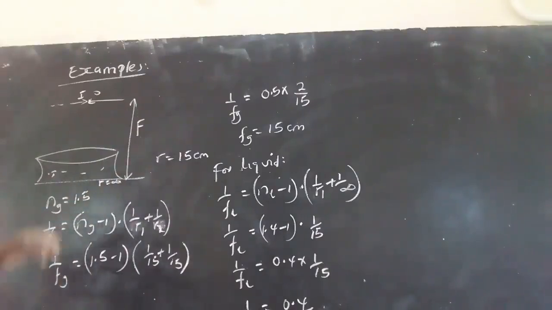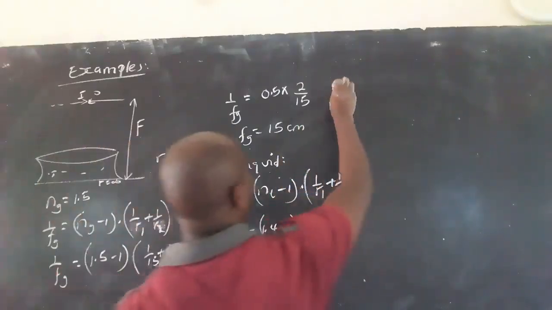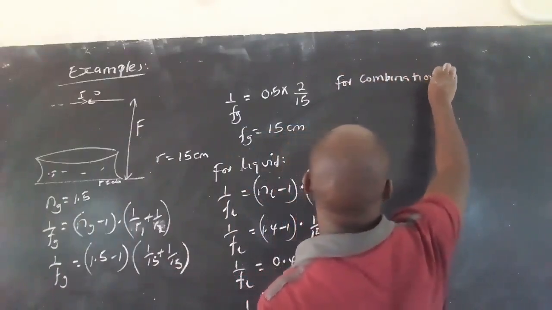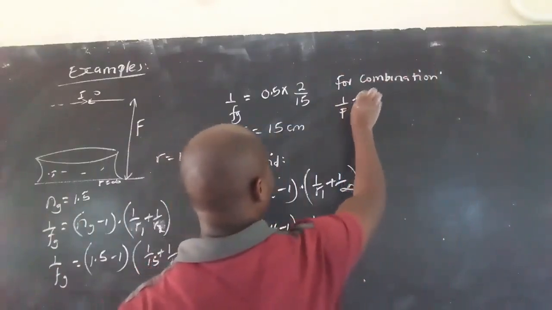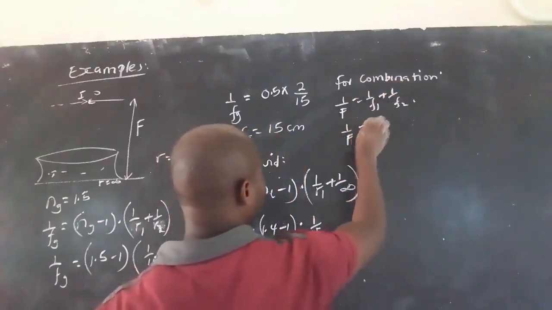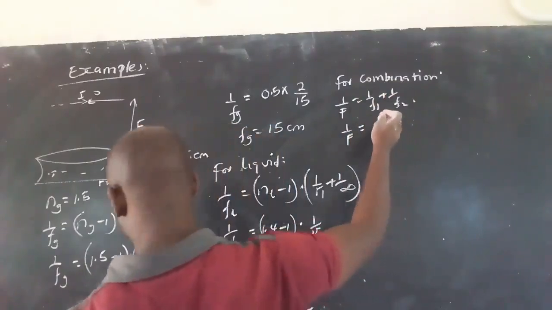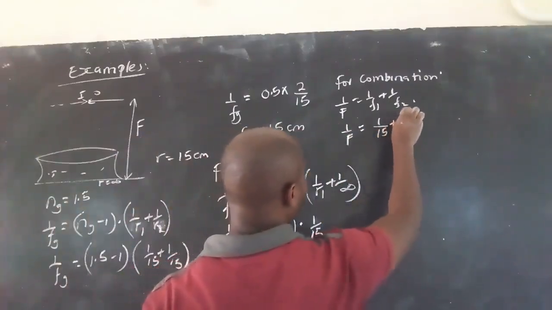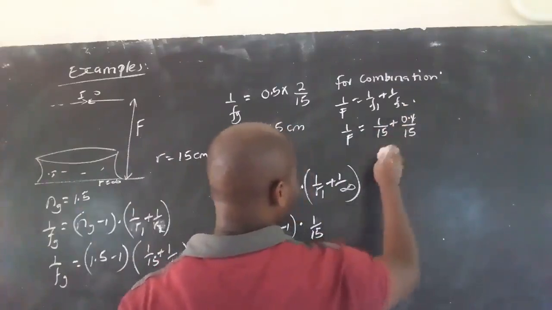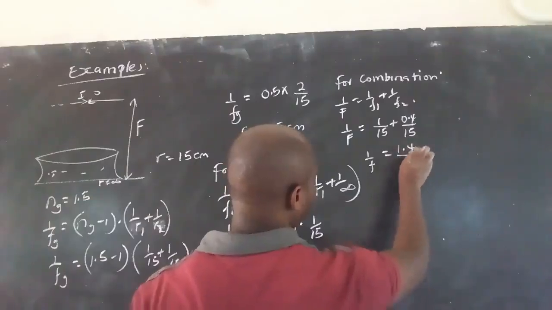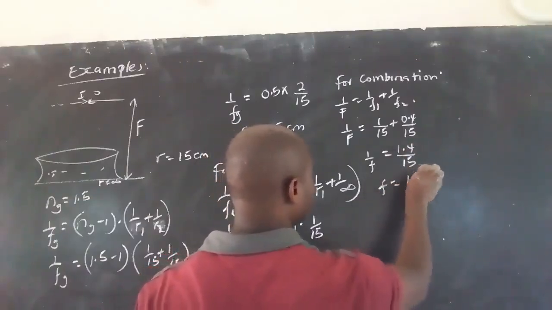So they coincide at the point where there is a focal length for the combination. So we shall say for combination, 1 over F equals 1 over F1 plus 1 over F2. So 1 over F will now become 1 over 15 plus 1 over 0.4 over 15. So 1 over F will now become, we add, 1.4 over 15. So F will become 15 over 1.4.